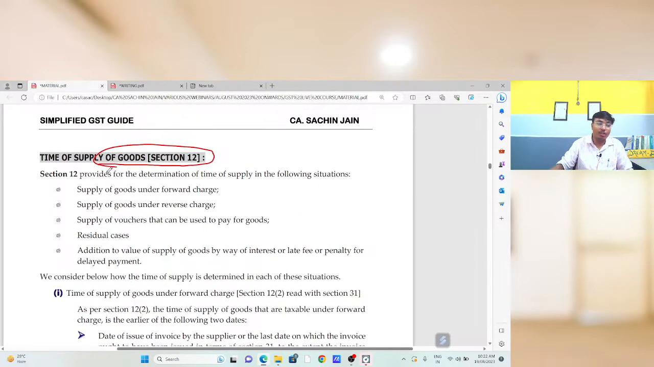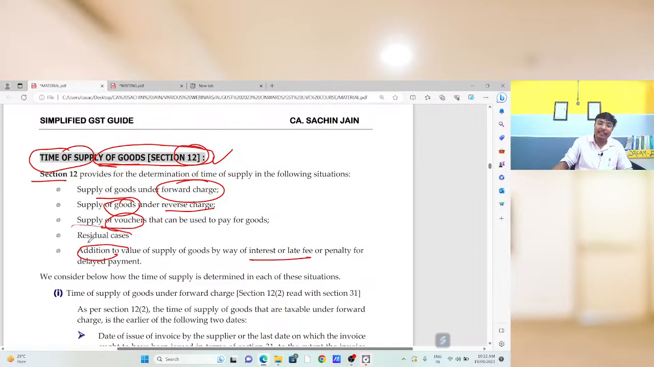Section 12 talks about time of supply in case of supply of goods. Section 12 of the CGST Act talks about supply of goods under forward charge, supply of goods under reverse charge, vouchers, addition on account of interest and late fees, and certain residual cases. This is pending. We are going to discuss the same from the language of law.